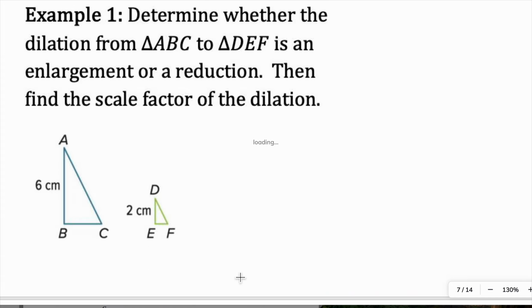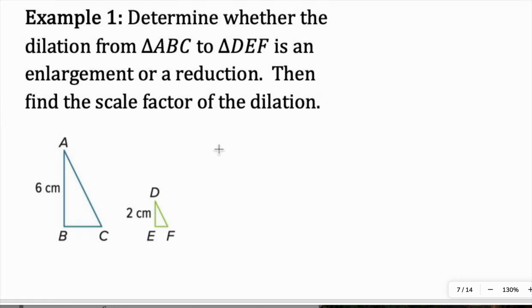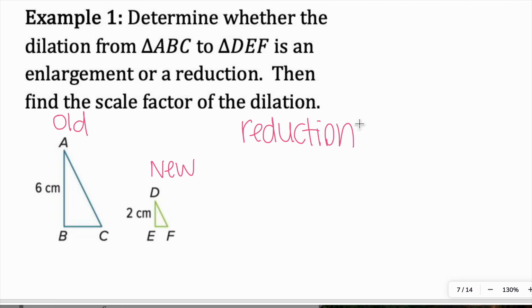So example 1: determine whether the dilation from ABC to DEF is an enlargement or a reduction, then find the scale factor. When we say from ABC to DEF, that means DEF is our new one, and our old one is ABC, where we started from. So what we see here is a reduction because that shape got smaller. And then to do our scale factor, we're putting new over old. So that'd be a 2 on the new one, matching with 6 on the old one. And that's just going to reduce to 1/3.